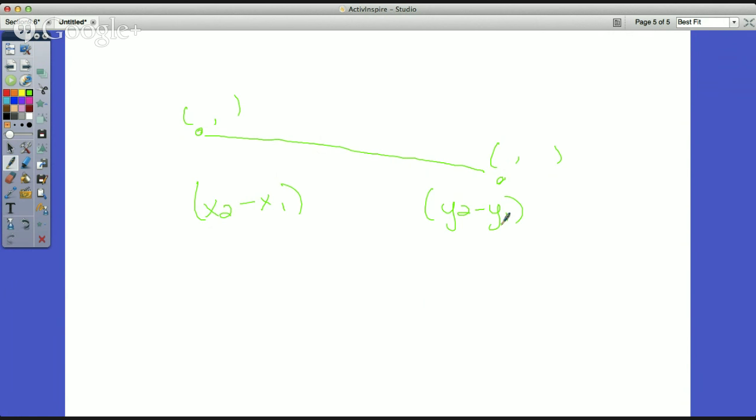The only difference is you're trying to find it in terms of i and j, instead of like when you have the m of an equation, it'd be y2 minus y1 over x2 minus x1.